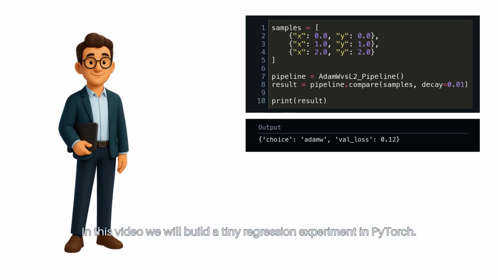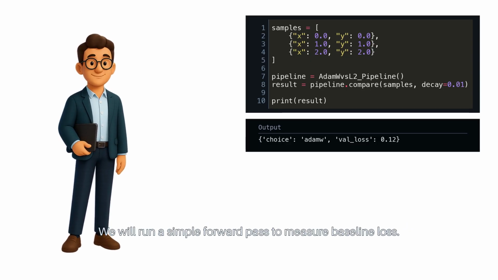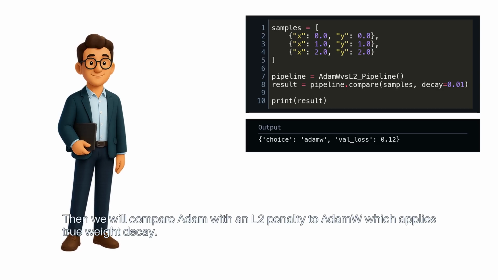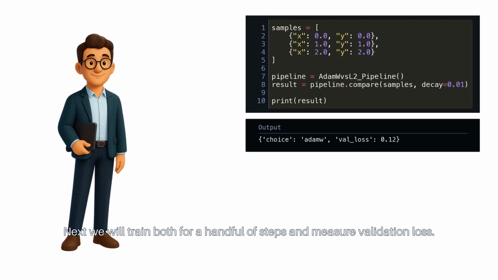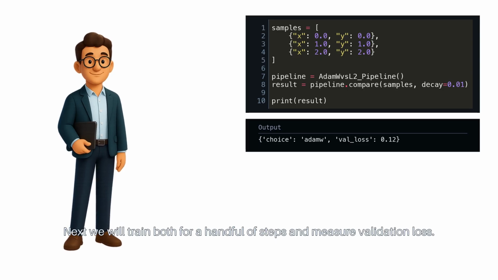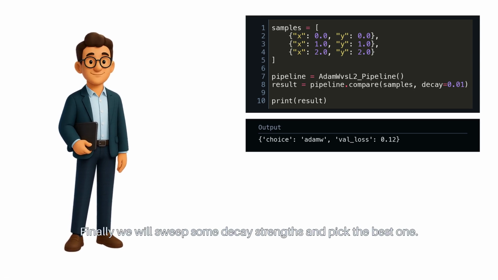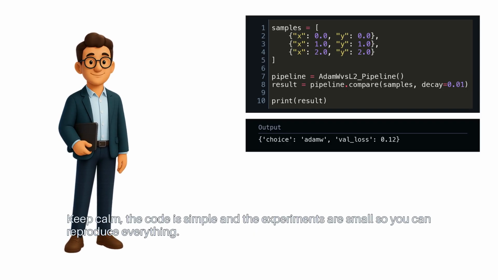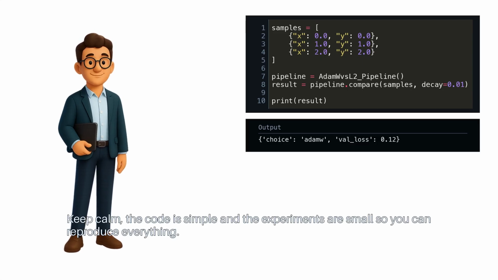In this video, we will build a tiny regression experiment in PyTorch. We will run a simple forward pass to measure baseline loss. Then, we will compare Adam with an L2 penalty to AdamW, which applies true weight decay. Next, we will train both for a handful of steps and measure validation loss. After that, we will show how to exclude bias from decay. Finally, we will sweep some decay strengths and pick the best one. Keep calm. The code is simple and the experiments are small, so you can reproduce everything.